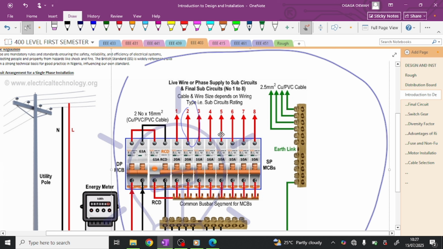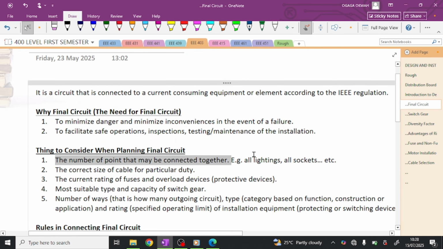So how should I group this? Should all the sockets be at one part? Should all bulbs and fans be at one part? Fans, meaning ceiling fans, not those industrial or standing fans. Of course, there are some fans now which have a lower rating, so you can plug them together with your light. So that's one of the things you consider.